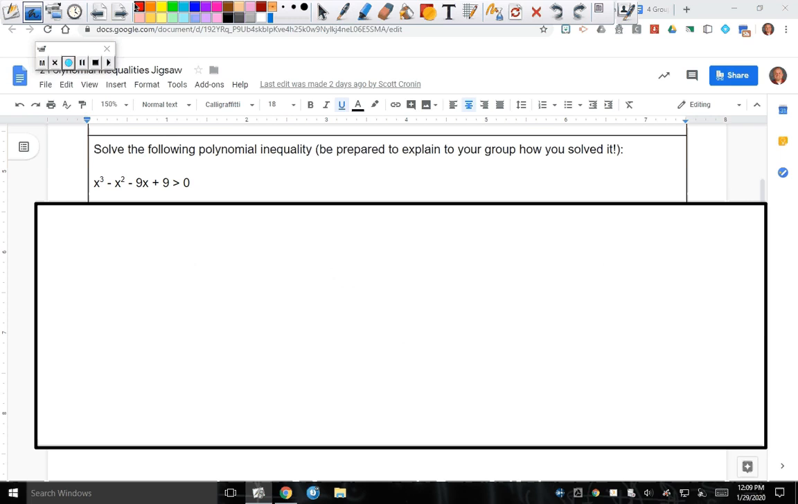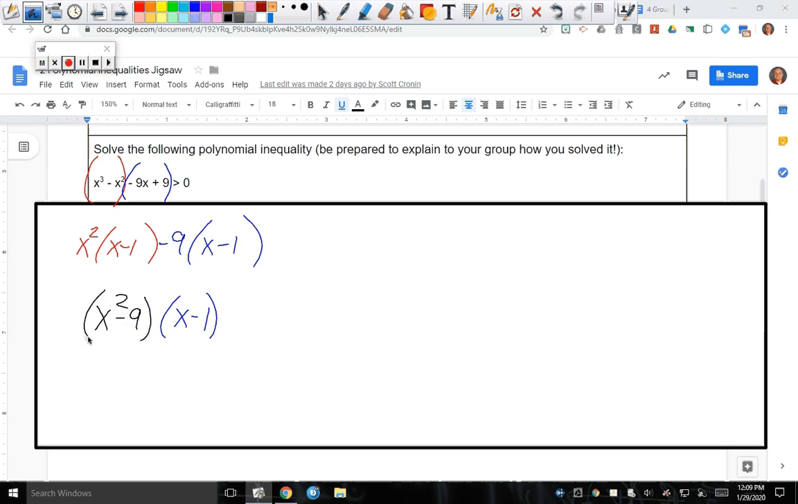What should we try? Factor by grouping. Yep. Go for that first. What's the GCF? X squared. What are the scraps? Okay. What's the GCF? And then? X minus 1, right? Savannah, can we do this one? Yes. Why? Because they're both x minus 1s. So x minus 1 is one of them, and x squared minus 9 is the other.